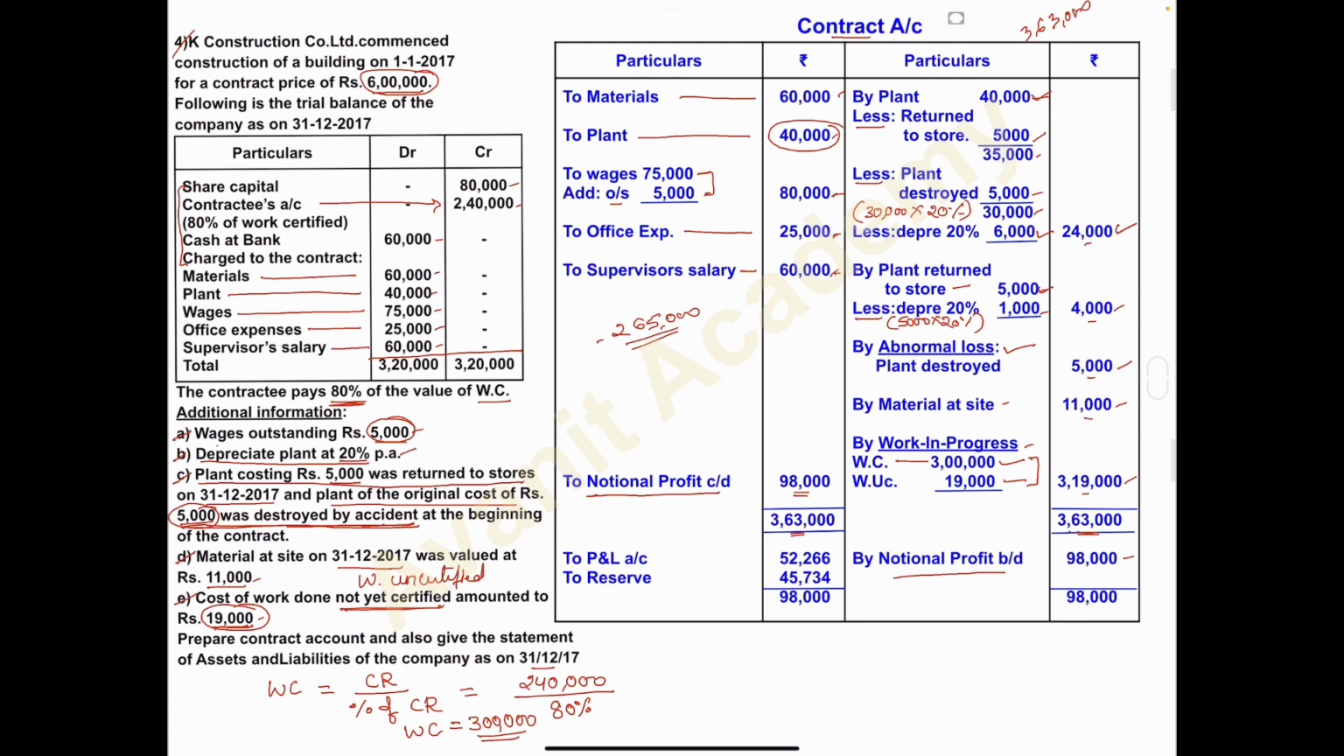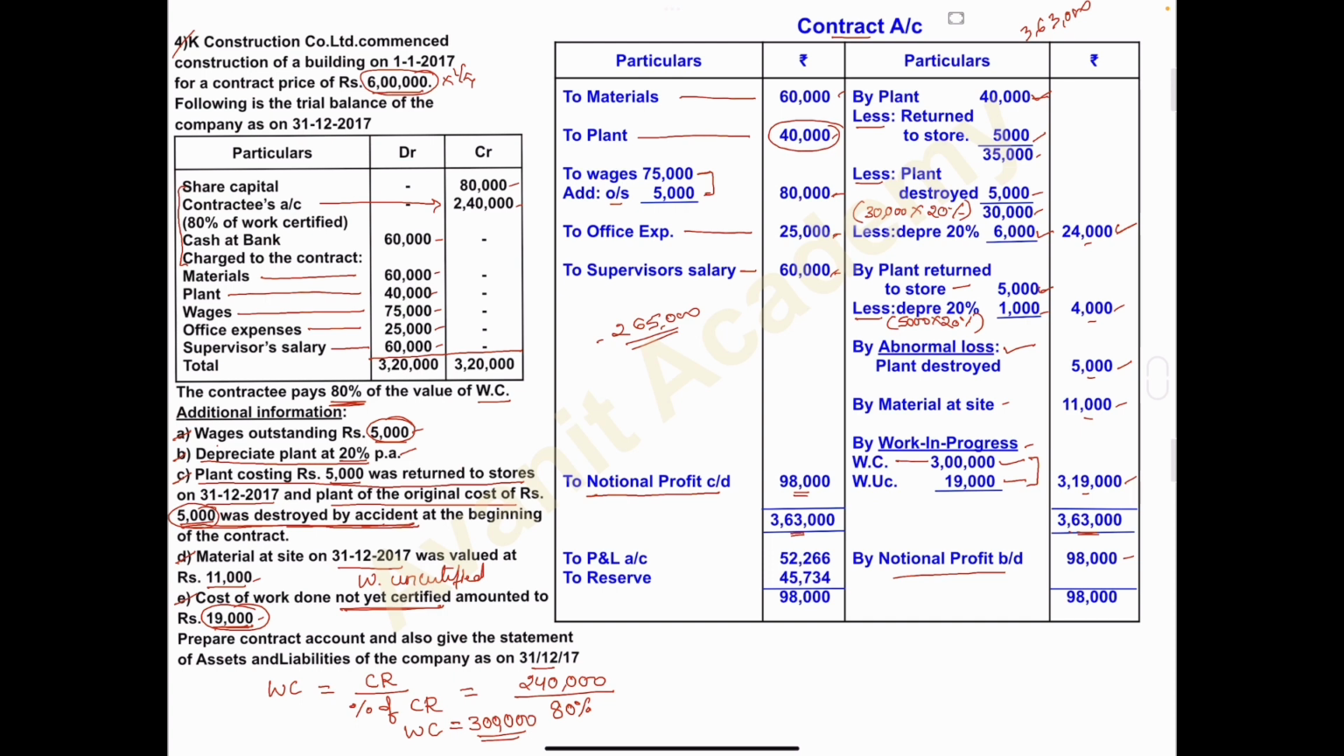So the first condition is, if the work certified is less than 1/4 of the contract price, no amount is transferred to profit and loss account. So 6 lakh into 1/4, how much will you get? You will get 2 lakh 50,000. So the work certified amount is not less than 2,50,000. So leave the first condition.